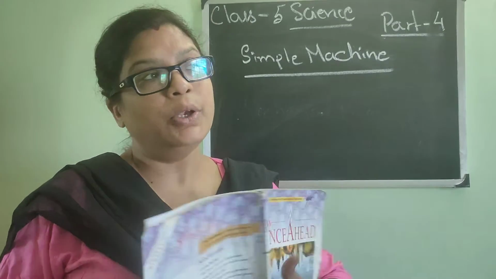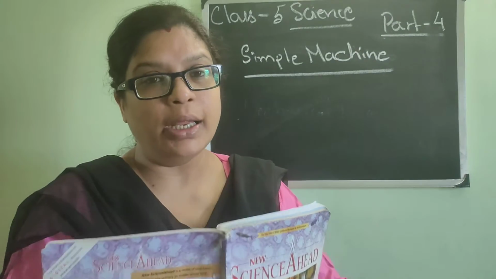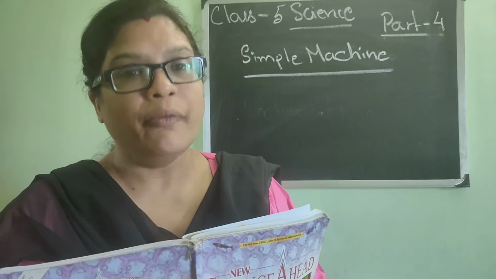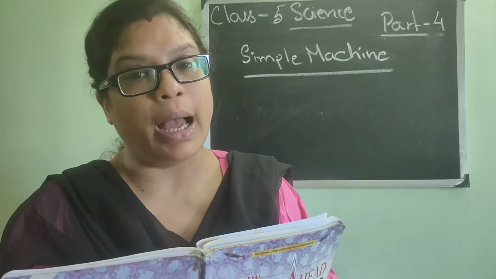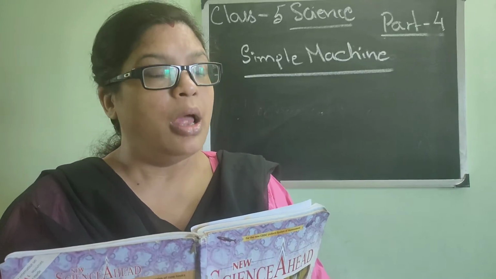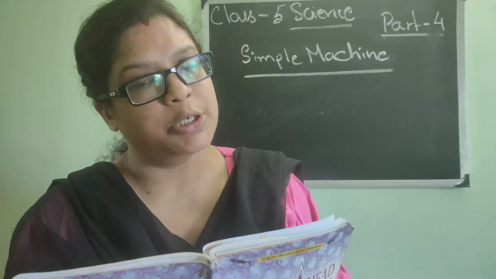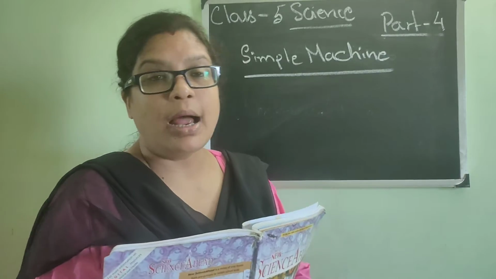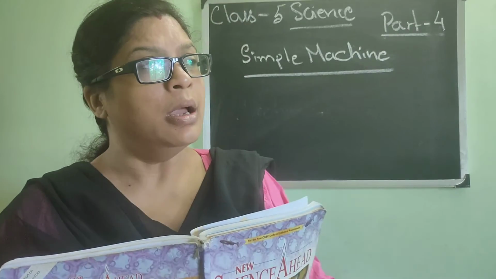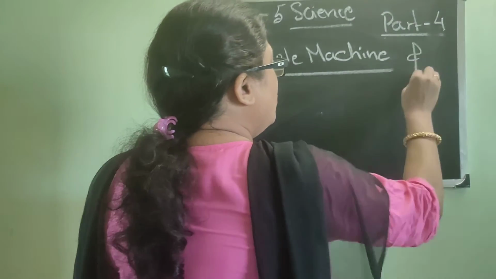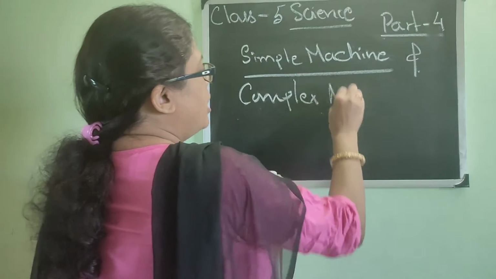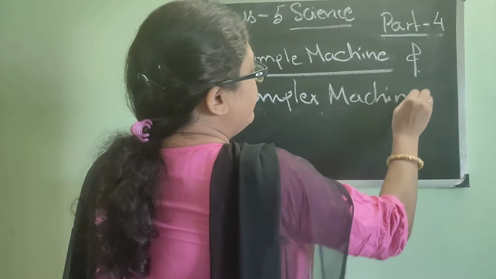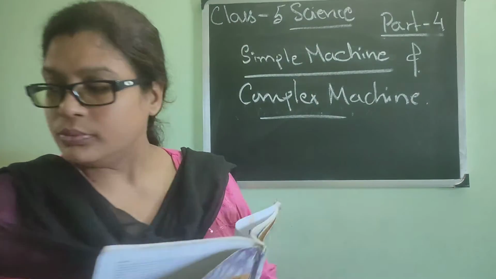Now, as we know that we are staying in a world of technology, so everywhere whatever we are using, we are doing with the help of machines. Now there are different types of machine. Today we are going to start about machines. Now see, simple machine and complex machine. So there are two different types of machines. Now we will learn what they are and what is the basic difference between these two.